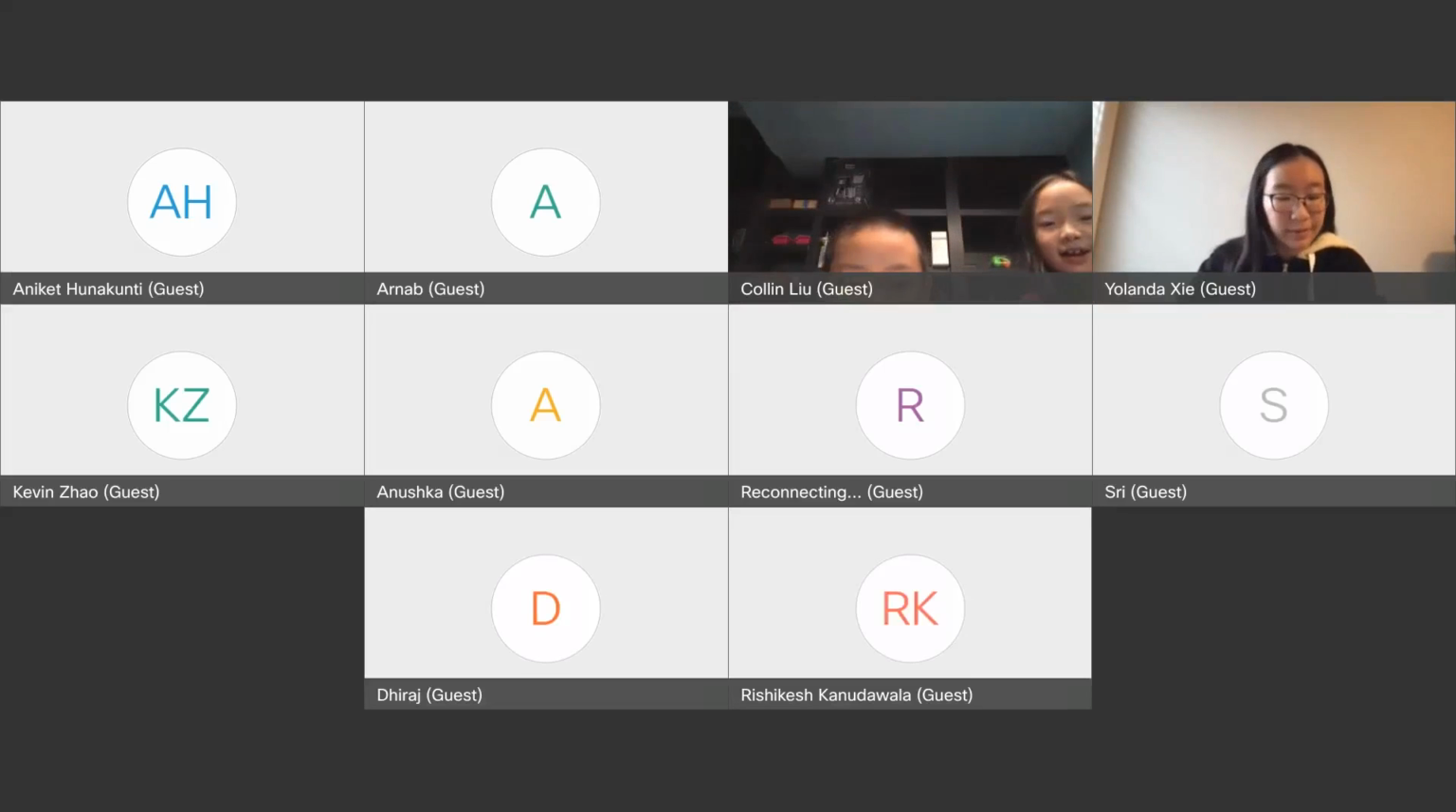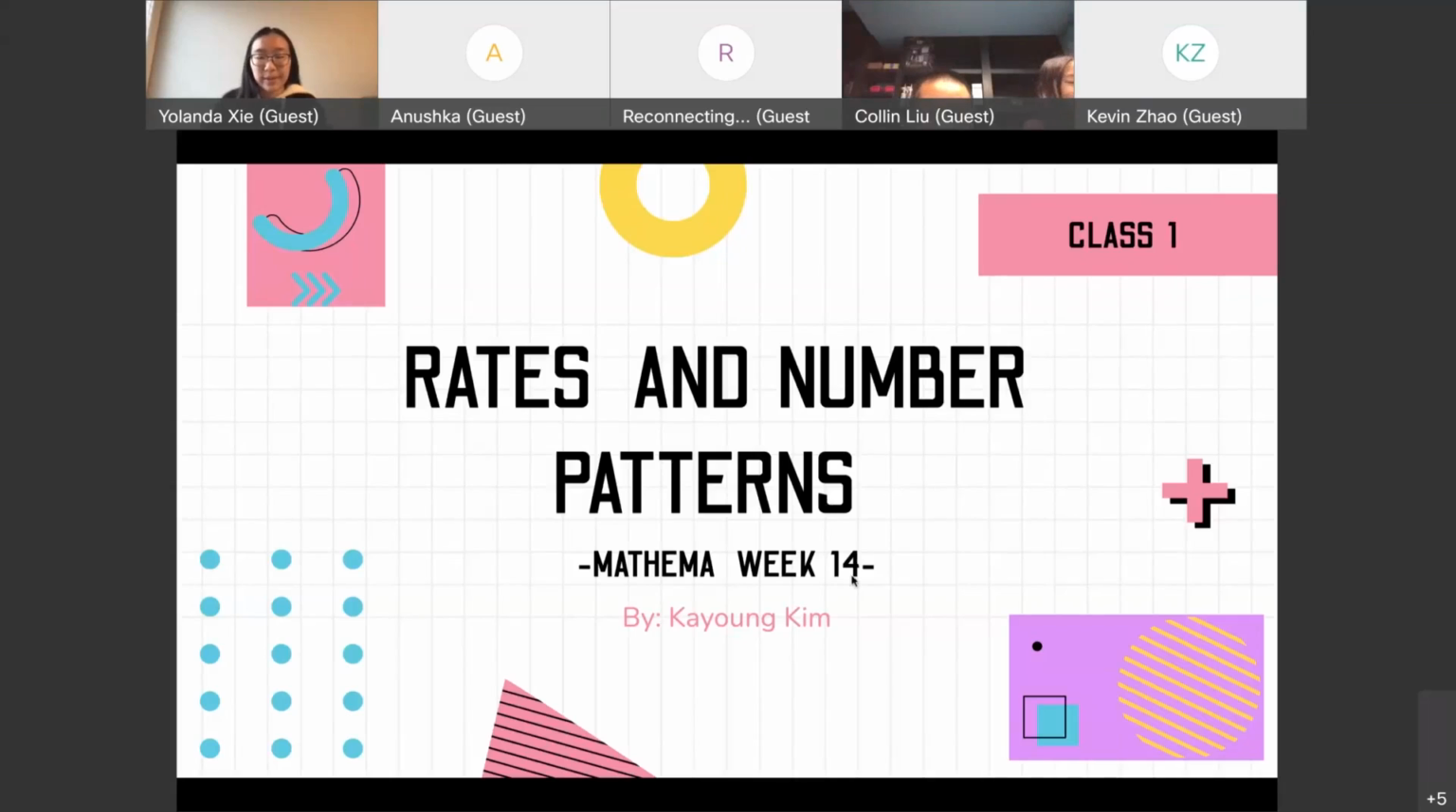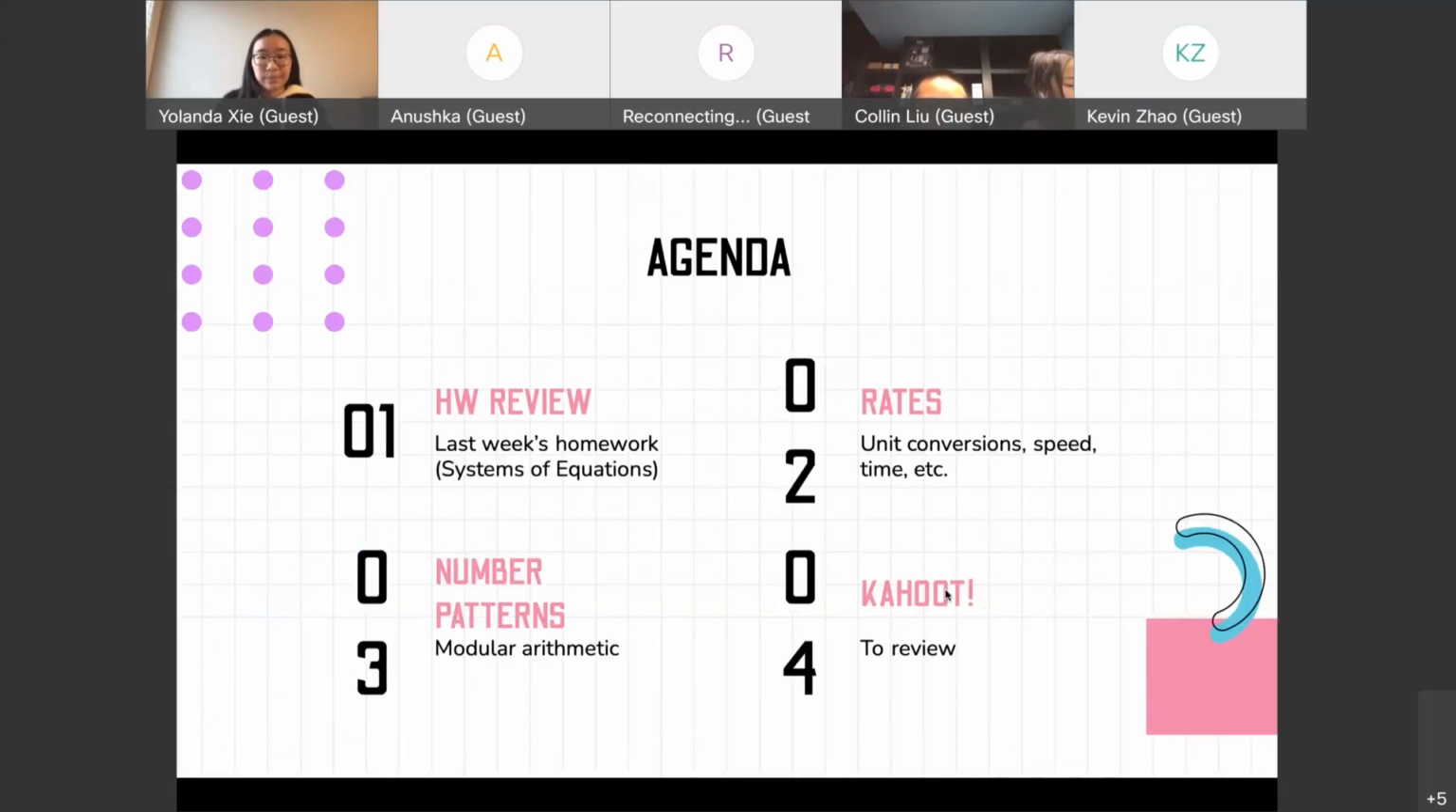Today we're going to be covering a new topic, rates and number patterns. We're going to skip the homework review for now, but we're going to go into what rates are and how to calculate speed, time, etc. Then after that, we're going to go over something called modular arithmetic, which you may have heard of, and it's really not as hard as it sounds. And then finally, if we have time, we'll do a Kahoot.